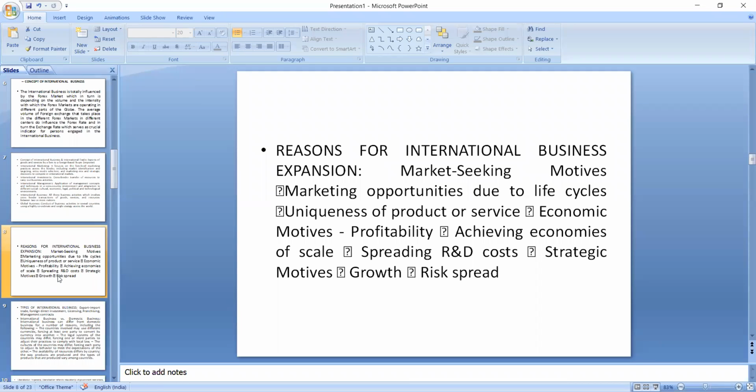So risk spread is a global reach actually. International business expansion mainly achieves economies of scale and profitability, right? And even the life cycle will be extendable, it won't decline also, right? And market development in the Ansoff matrix, we also discussed market development, new markets, right? Opportunity to explore and identify new markets. So various things will be in international business expansion, and spreading the R&D cost also.